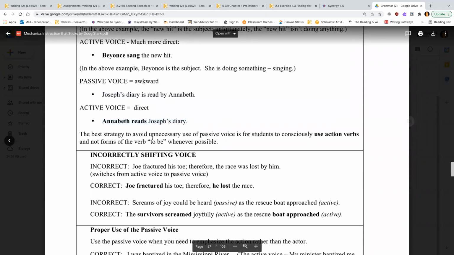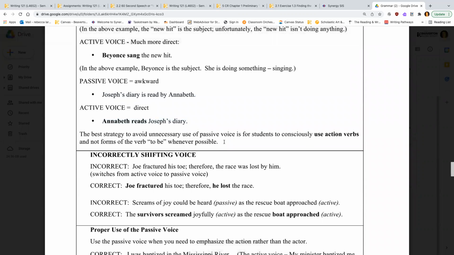And the best strategy to avoid unnecessary use of passive voice is for students to consciously use action verbs and not forms of the verb to be whenever possible. And I know you have heard this hundreds of times by now, because we talk about this a lot, to avoid those to be verbs and use active verbs.